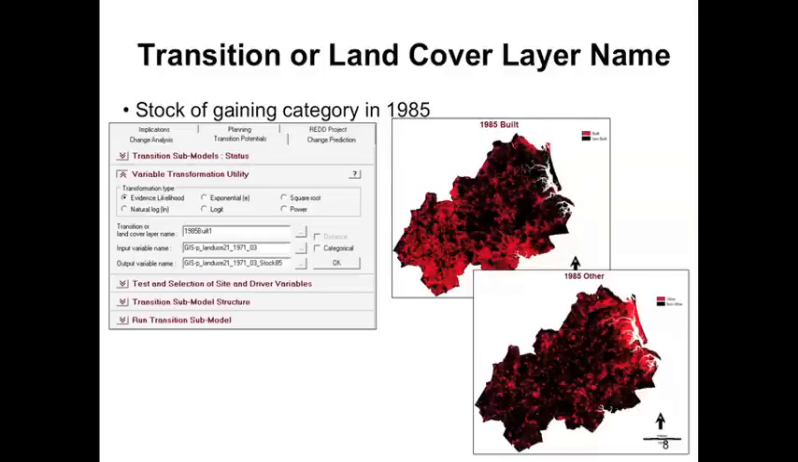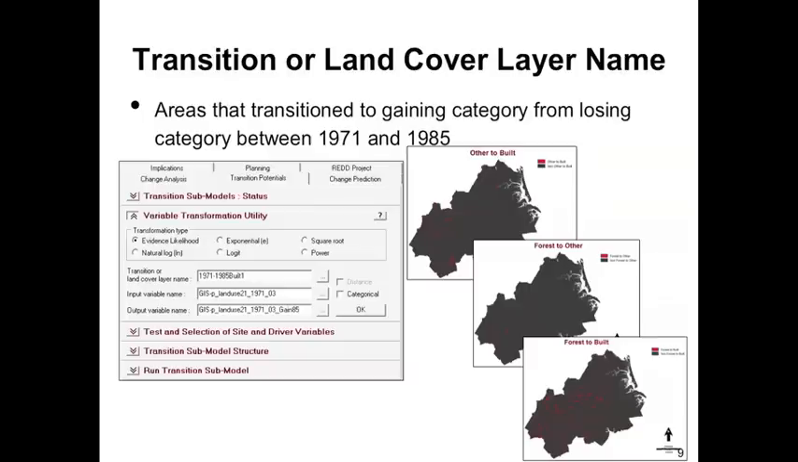In order to test the influences of using different Boolean maps, we tested both of them to do the transformation. Here are the two stock maps. One shows the 1985 built, and the other shows the 1985 other. And when using the transition map as the Boolean input, we used three transition maps between 1971 and 1985 according to our three transition submodels. They are forest to built, other to built, and forest to other.